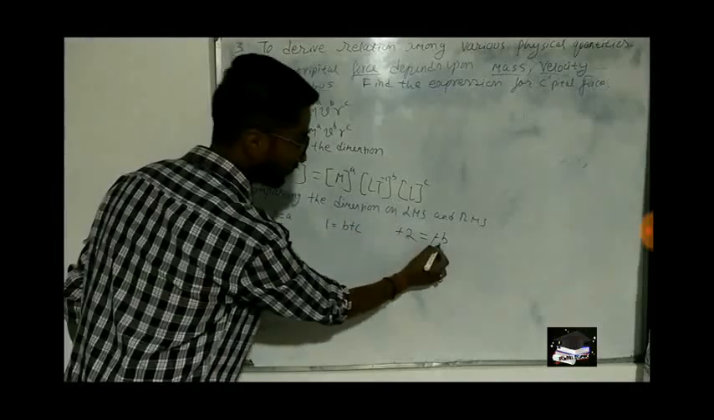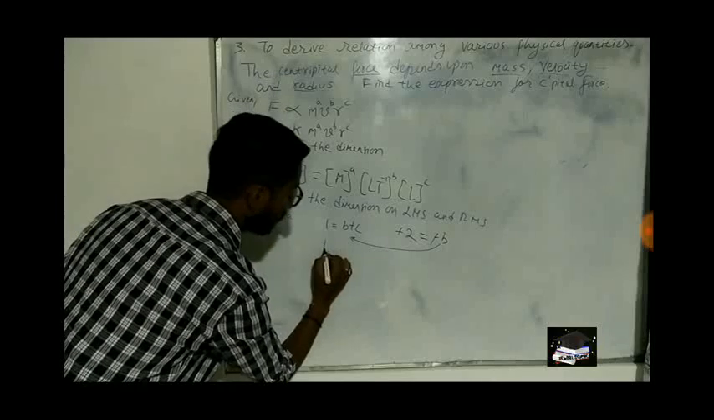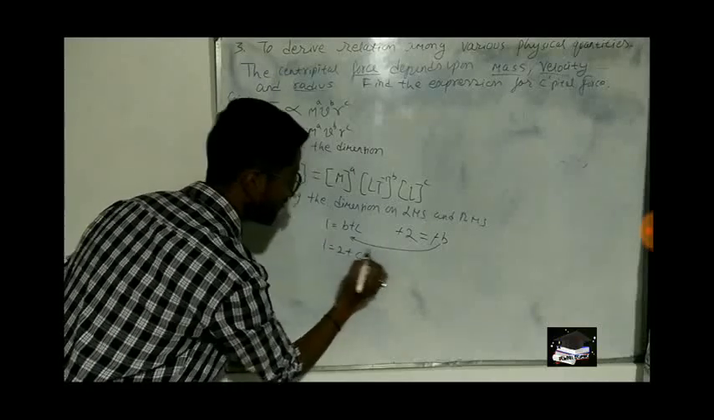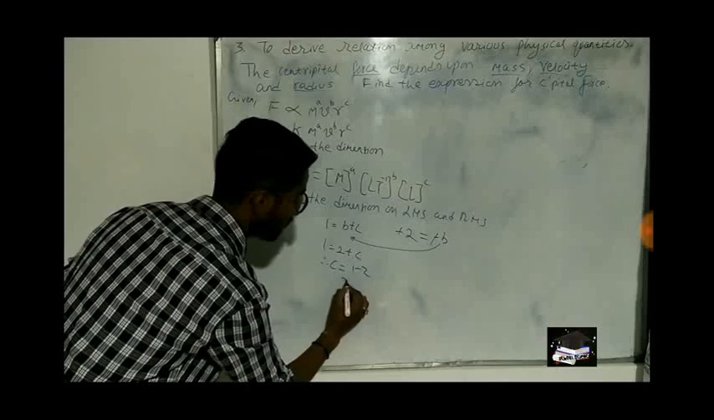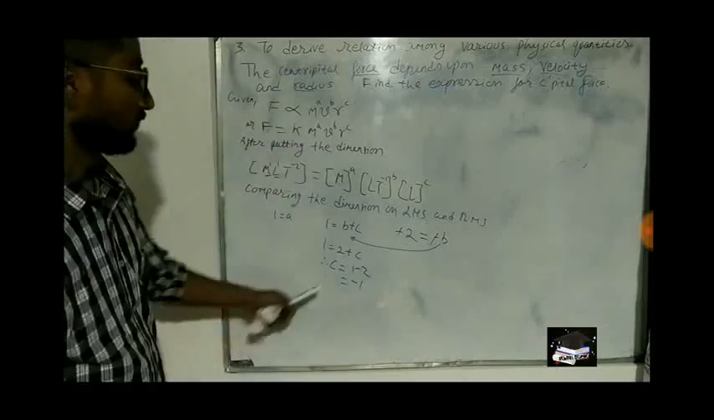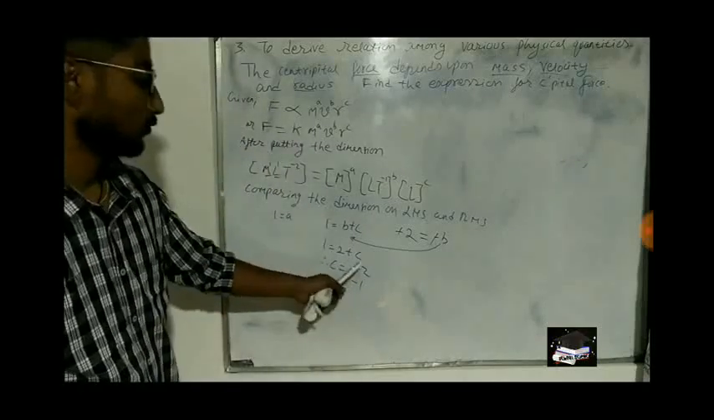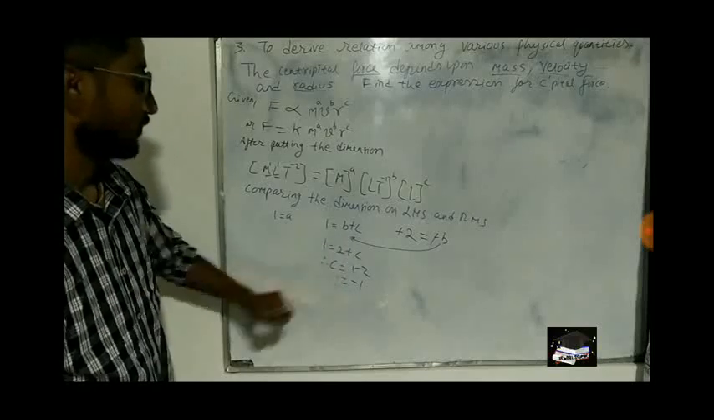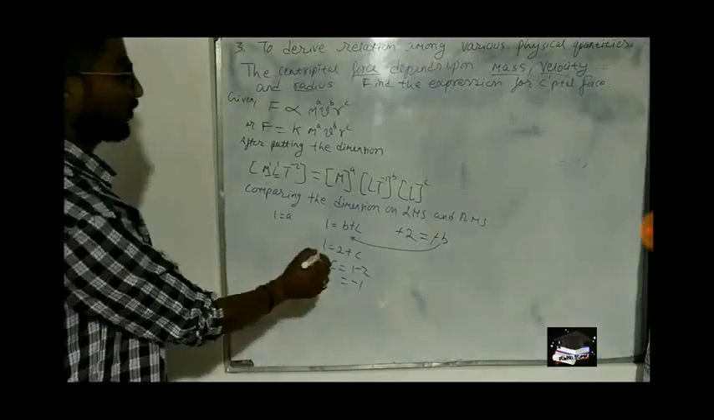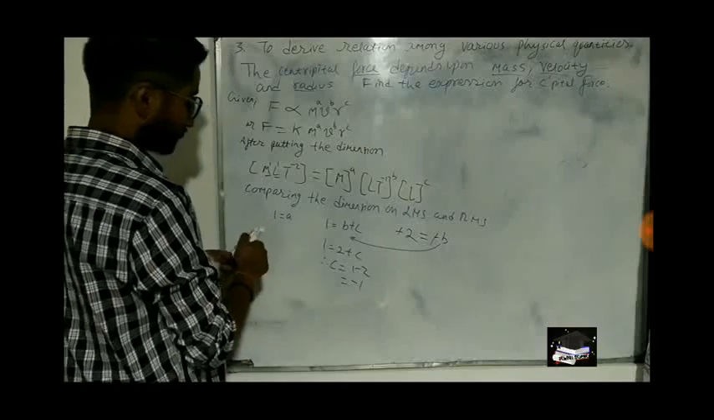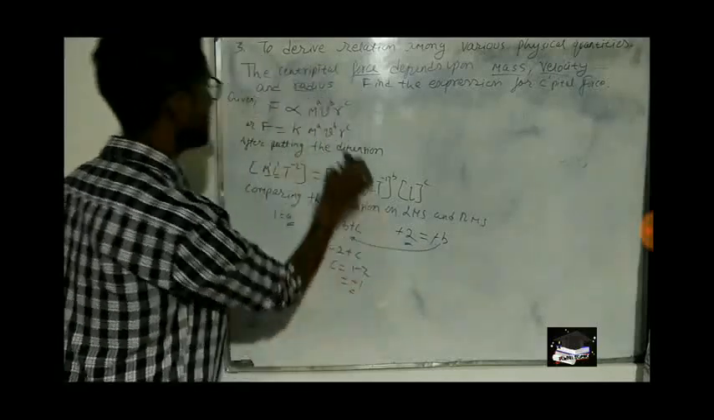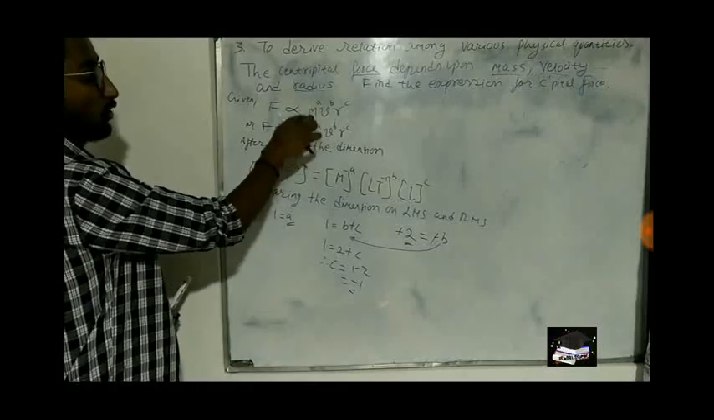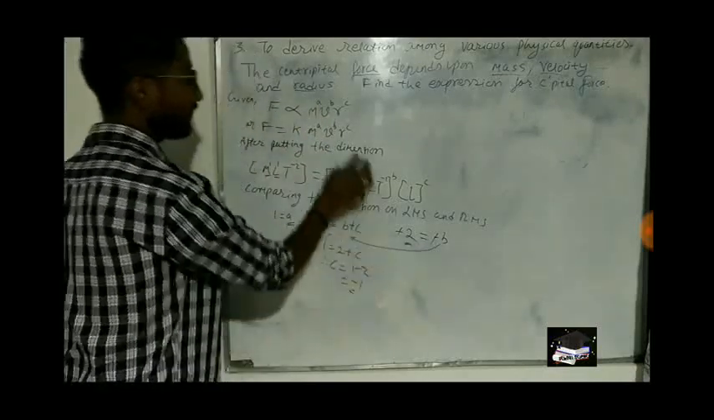We'll put the value of b from here to here. 1 equals to 2 plus c. Therefore c equals 1 minus 2, which equals minus 1. The value of c becomes minus 1. Now we'll put the values of a, b and c into the equation.